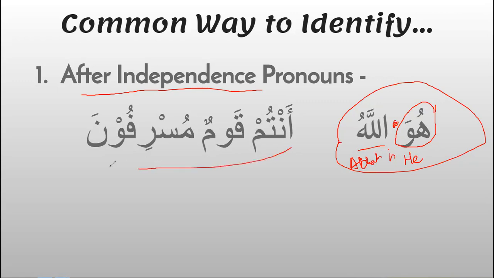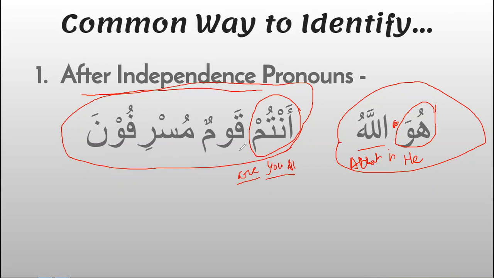Now come to this sentence or this ayah. Antum qawmum musrifun. Antum qawmun musrifun. Okay, so antum. What is antum? Antum is an independent pronoun, right? Anta, antuma, antum. You all. And we told you, right? After every independent pronoun, what do we have to put? The am, is, or are. So you all are, right? You all are.